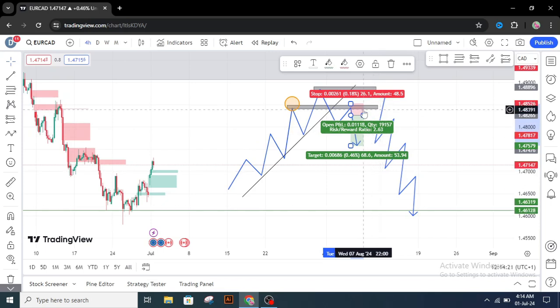So that is how you want to enter. Use your trend line. So you don't enter immediately.